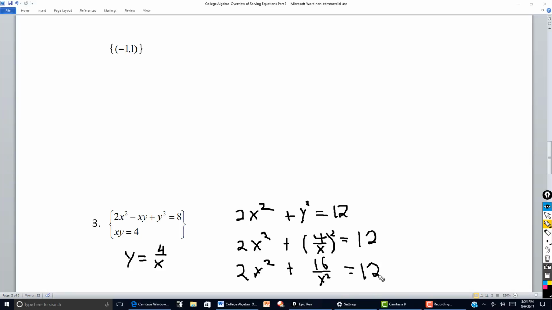Now I have an equation with one variable, and it's got a denominator of x squared, so just to make it simpler, I multiply through by x squared, get rid of the fraction. So multiplying every term of both sides of the equation by x squared, I get 2x to the 4th plus, and then the second term on the left side, the x squareds cancel, so this just gives me 16. And then x squared times 12 is 12x squared.